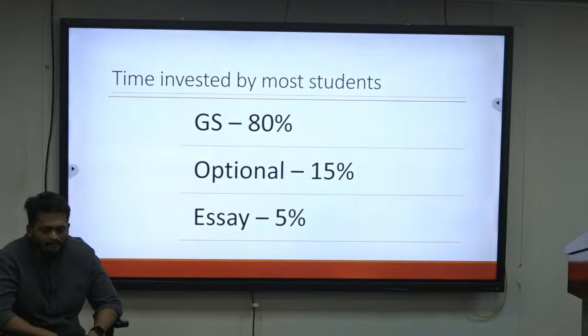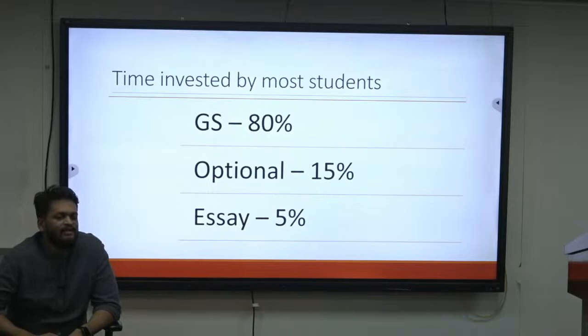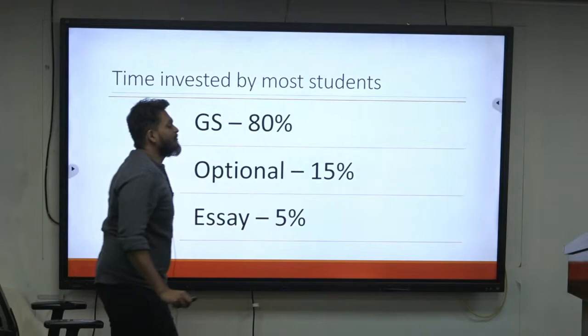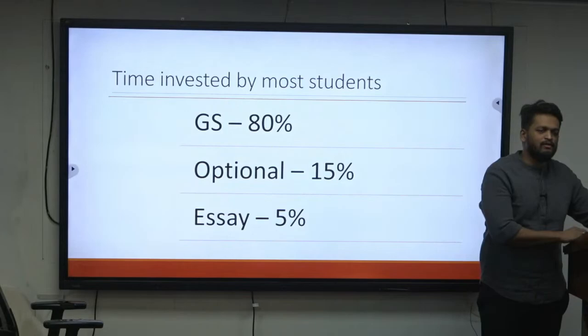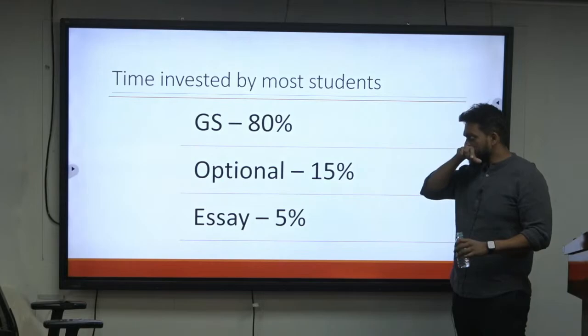People usually start blaming optionals, that in literature we don't get enough marks, or in public administration we don't get enough marks, or some other thing. But in reality, the reason is that they are not putting enough effort into the optional. You understand? So essay is 250 marks, but they put only 5% of effort. Some people don't even put that much. So if you have to score well, then you have to give due attention depending upon the marks that it holds. This is the first thing that you have to understand.